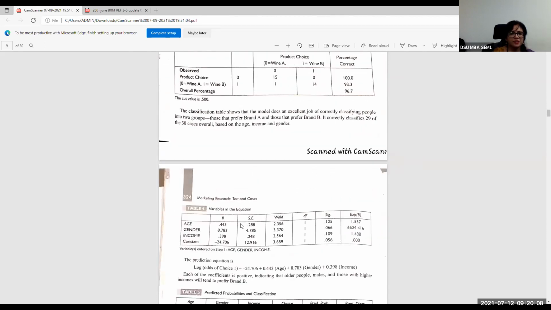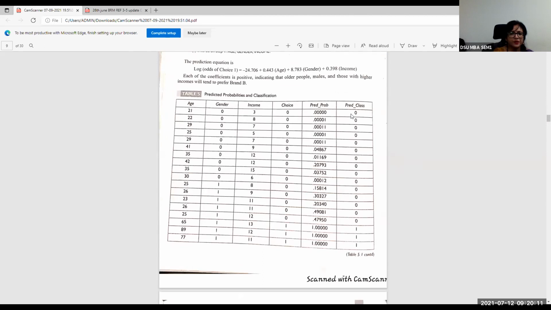So how robust is this model? The model is robust because the predicted probability indicated a customer who prefers brand A, and the model has correctly predicted that the respondent actually chose brand A and has been coded with 0.